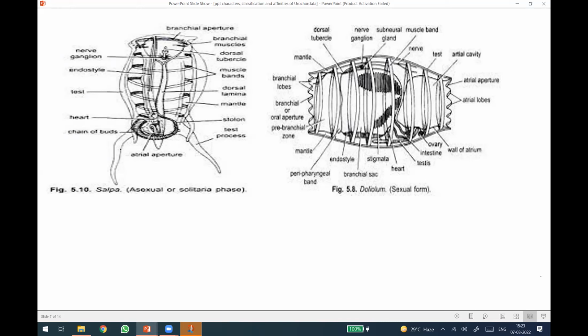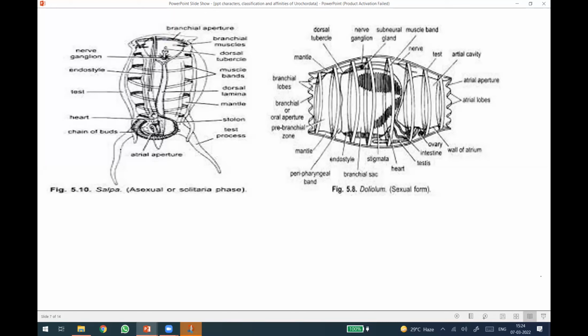Here in Salpa, this is the branchial aperture, with water entering and coming out. These are so many characters that it very much resembles the Ascidia. Incurrent and excurrent siphons are present, and a few pharyngeal gill slits are present. Of course, the gill slits are few in comparison to those present in Ascidia. In the life cycle, polymorphism and clear alternation of generation are evident.